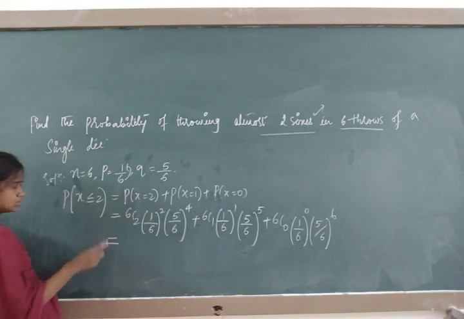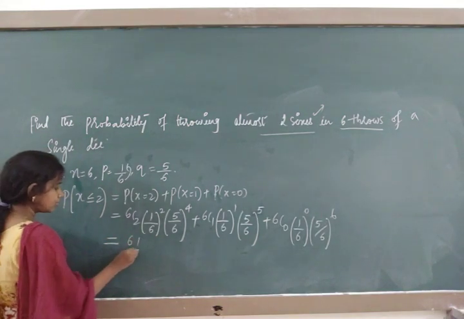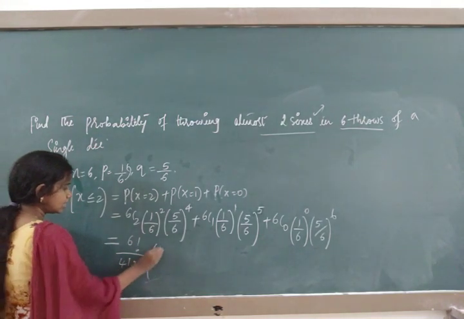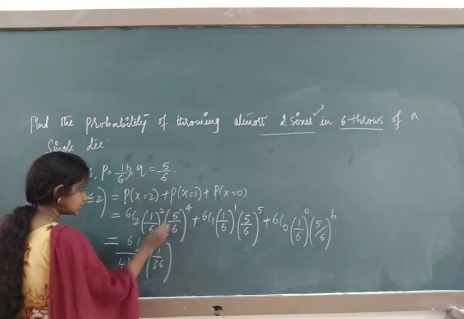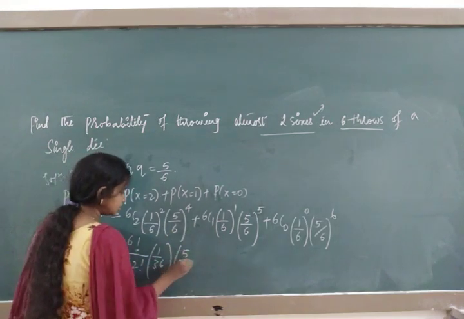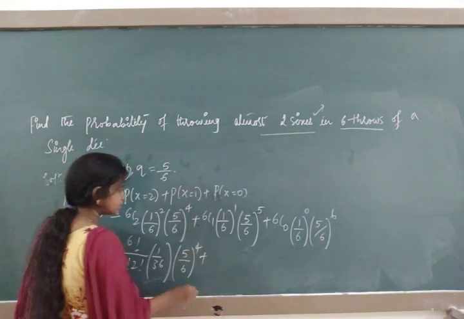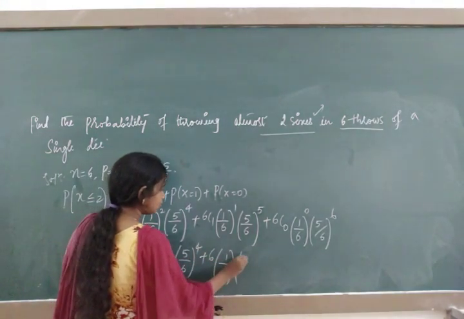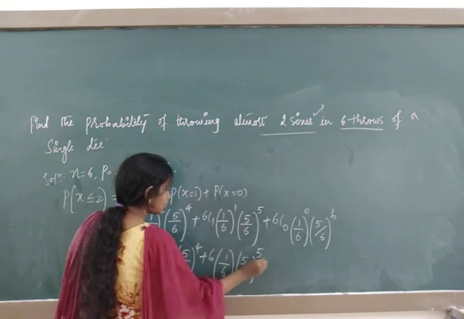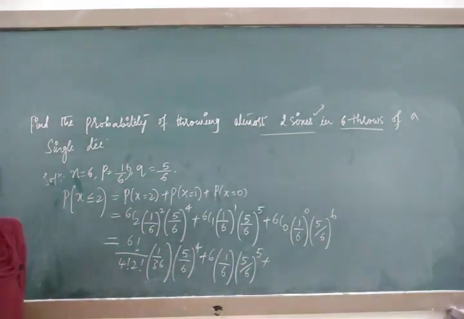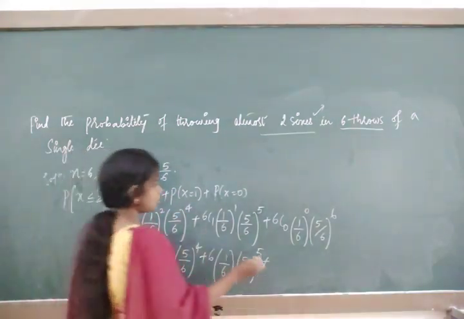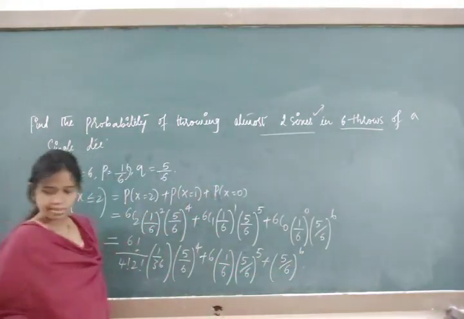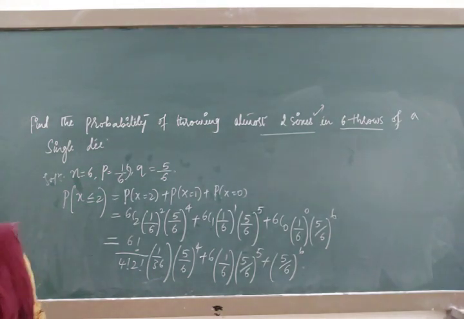So this is 6C2. 6 factorial divided by 6 minus 2, 4 factorial into 2 factorial. It's 1 upon 36. It's a higher value. Keep as it is. 6C1 means 6. 1 upon 6, it's a higher value, keep as it is, 5 by 6 to the power of 5. 6C0 means 1, anything to the power of 0 is also 1, then it will be 5 by 6 whole to the power of 6. So further simplify.